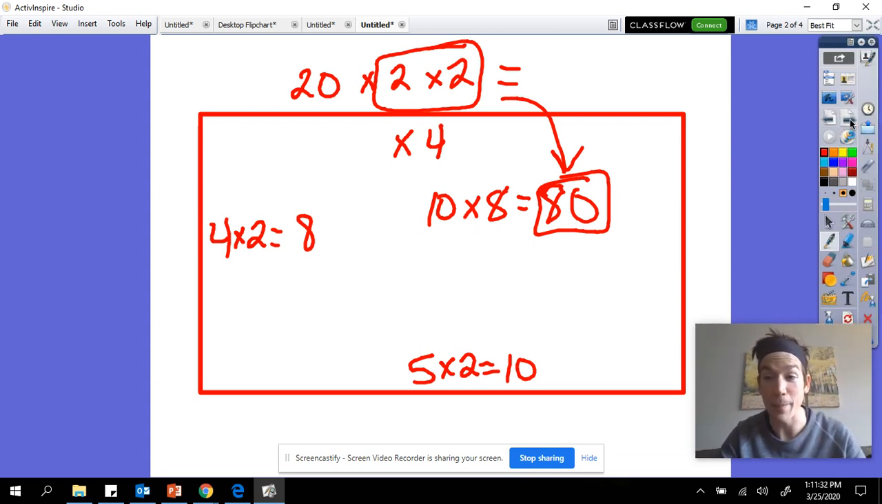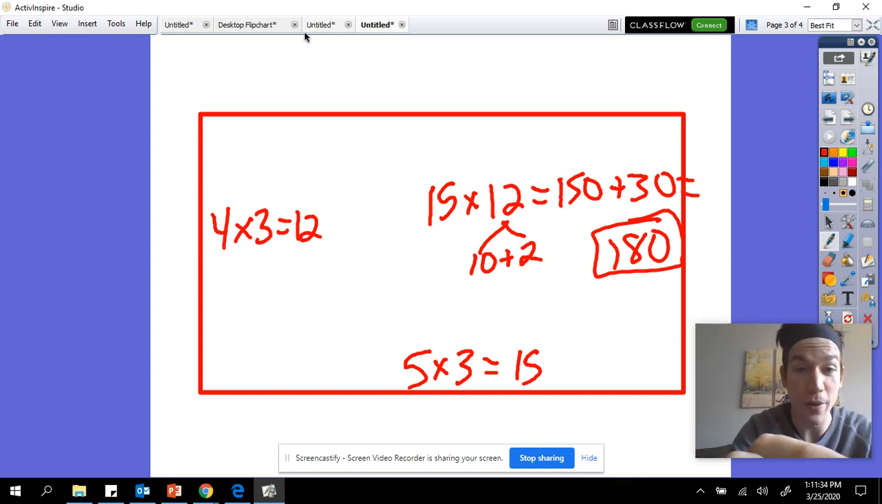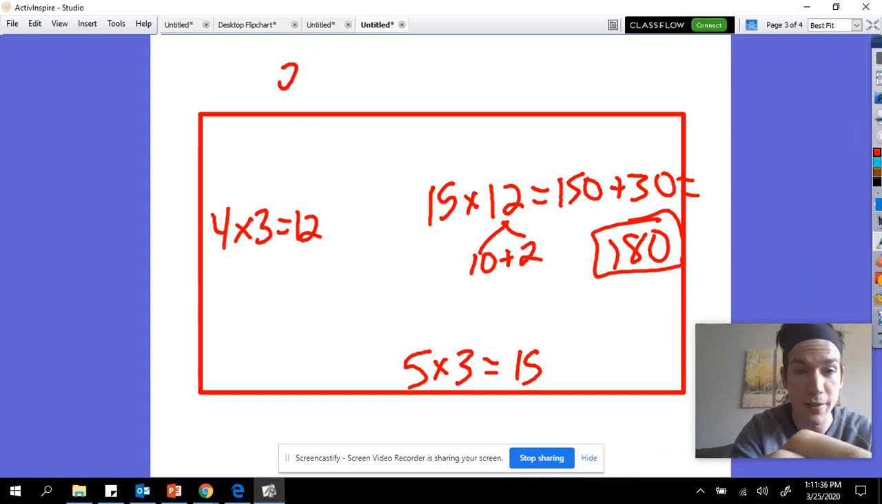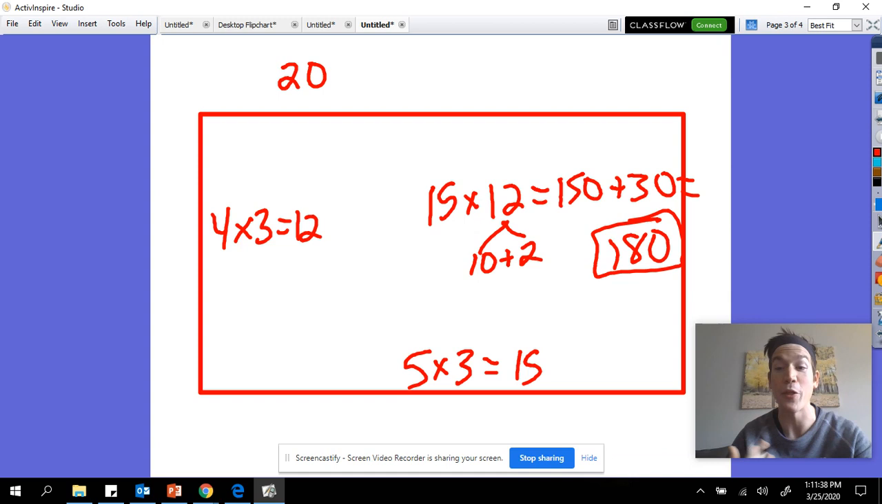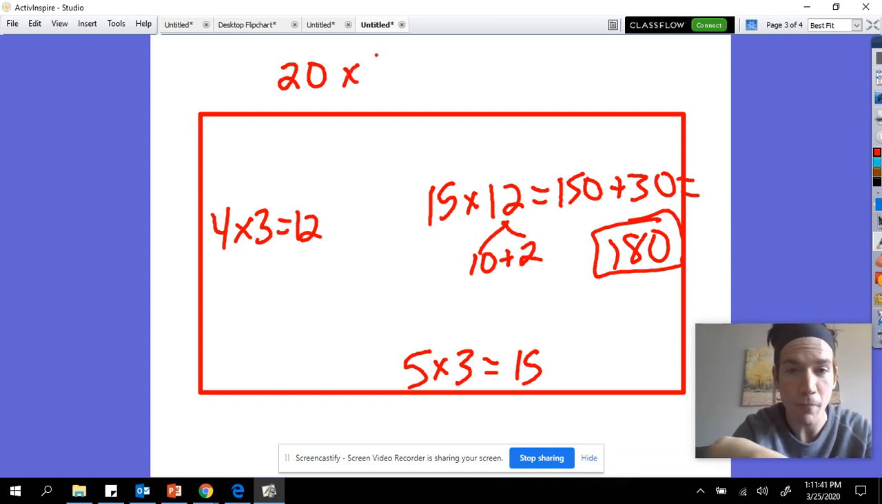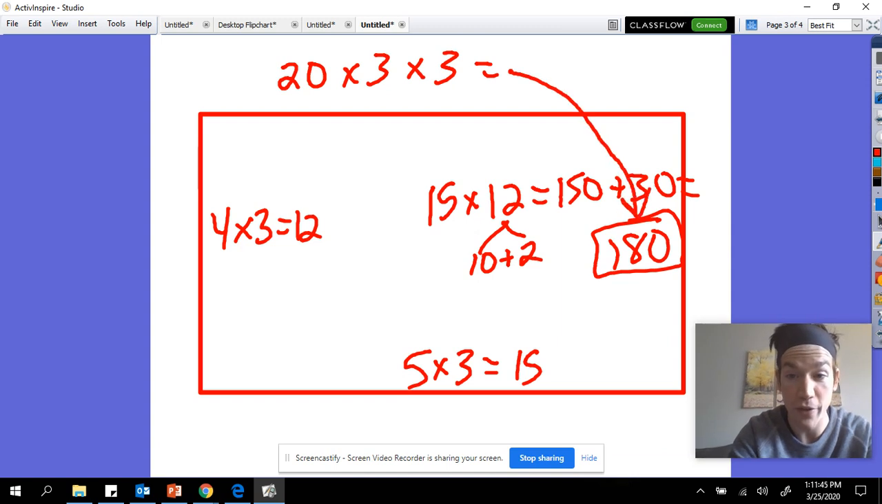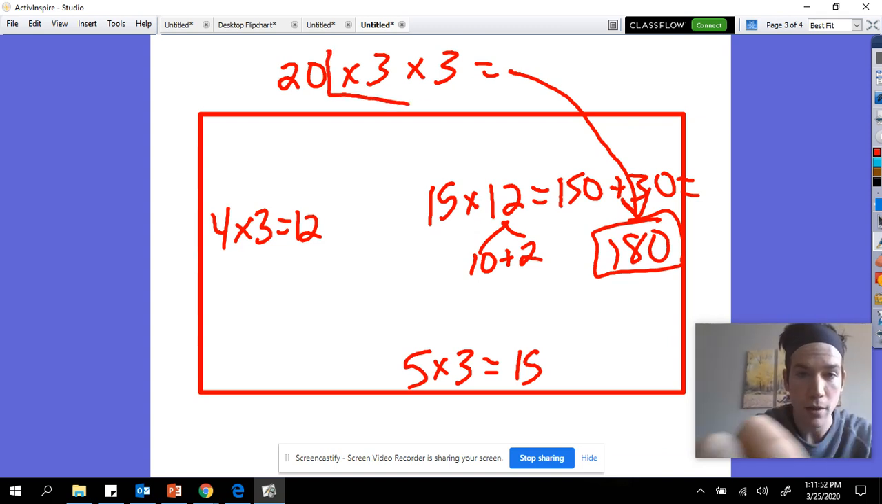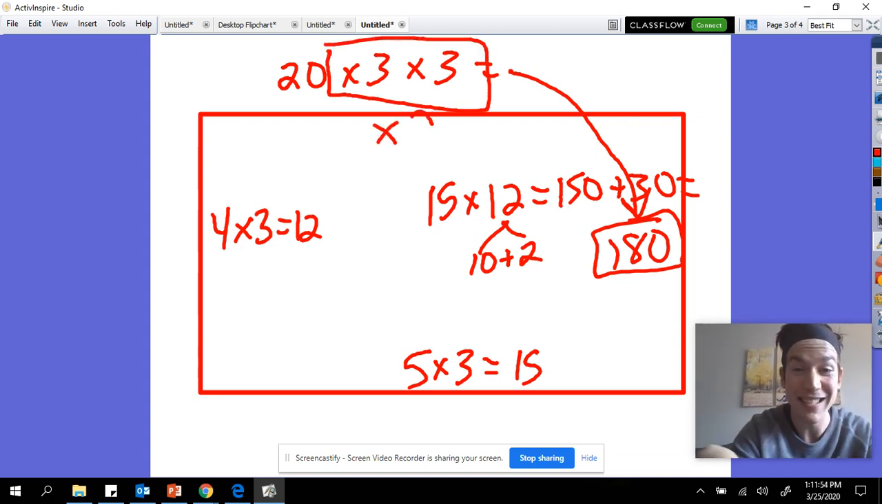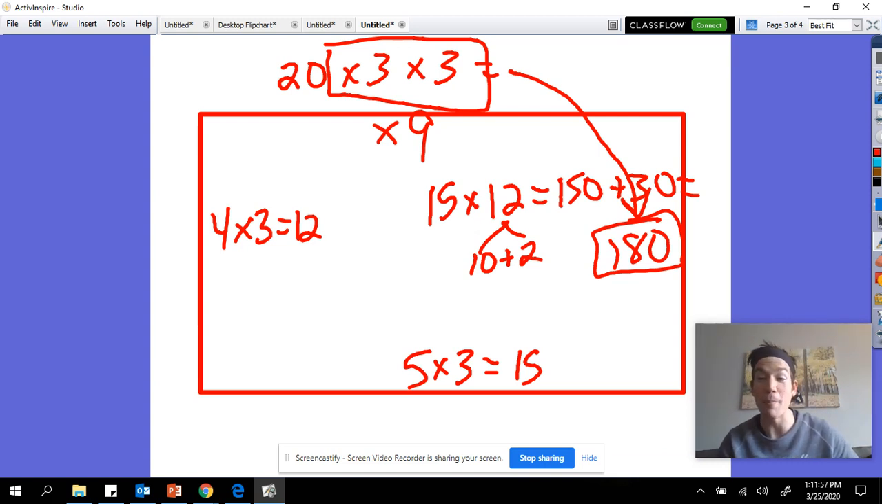Now, the same thing happened here. I took that original pan of 20 cookies, but here I multiplied by 3 twice, which gave me that 180 cookies. But multiplying by 3 twice is the same thing as multiplying by 9. So that pan had 9 times as many cookies as before.